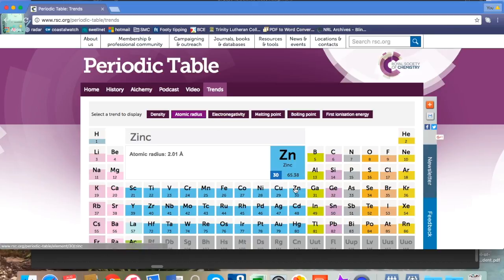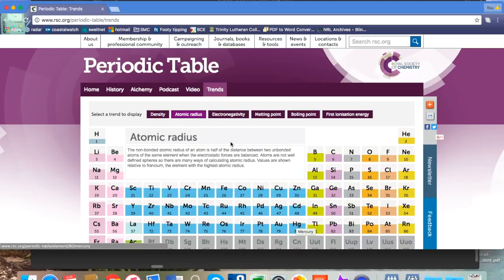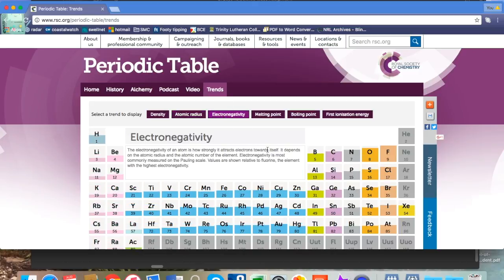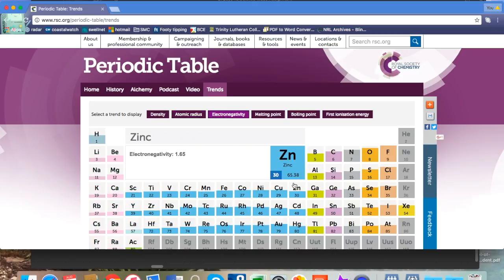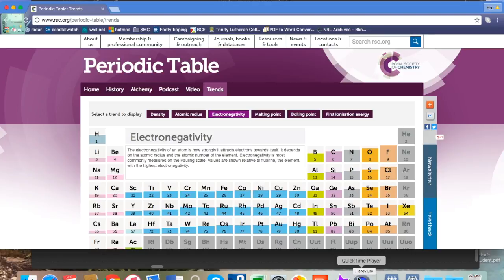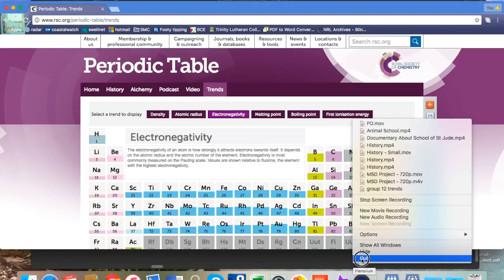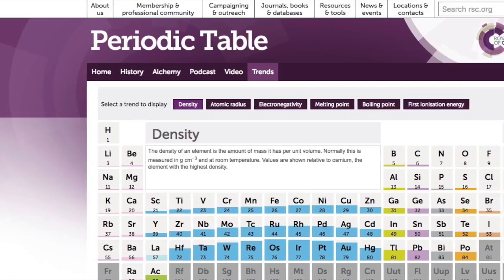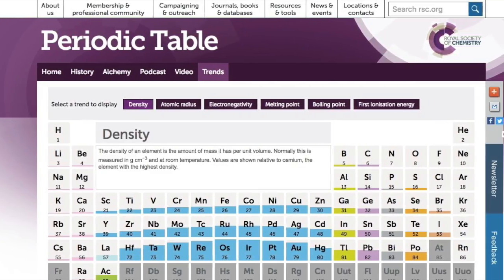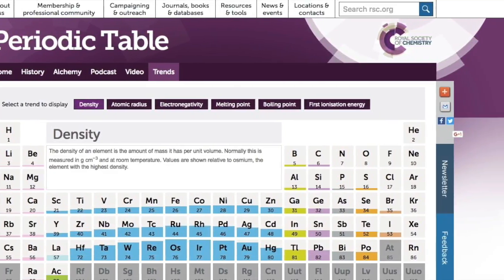Atomic radius is another trend observed. Atomic radius is half the distance between 2 unbonded atoms. All 3 elements have very similar atomic radii. Electronegativity is the final trend observed. This is how strongly an element attracts electrons. Again, as the period increases, so does the electronegativity, but it is not a big difference.